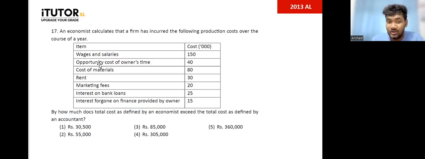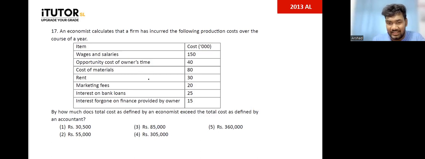Wages, opportunity cost of owner's time, cost of materials, rent, marketing fees, interest on bank loans, interest foregone on finance provided by the owner. By how much does total cost as defined by an economist exceed the total cost defined by an accountant? Yes, what do you think? Okay, can you tell me which cost the accountant will not take? So the accountant will take only the direct cost. The economist will take direct and indirect both.